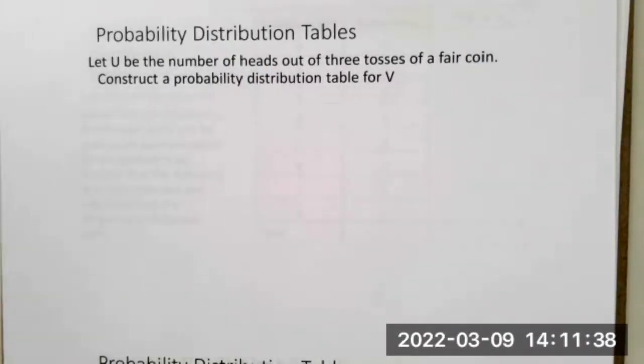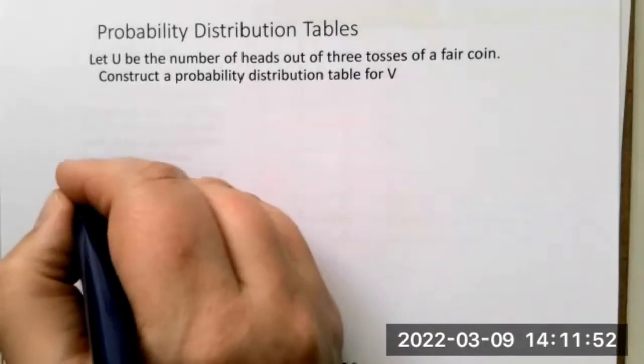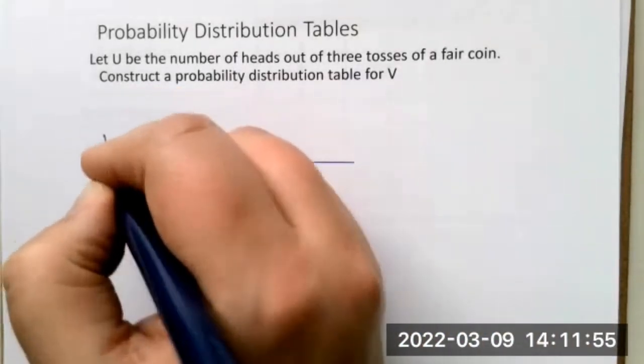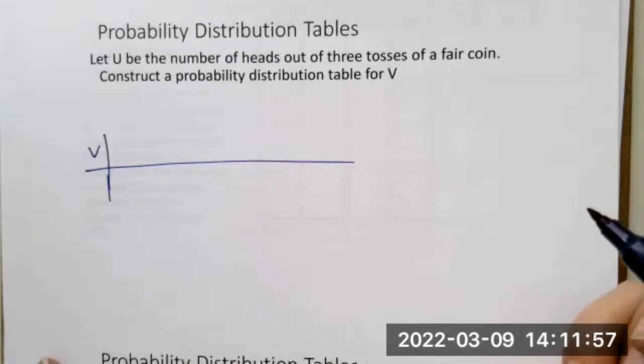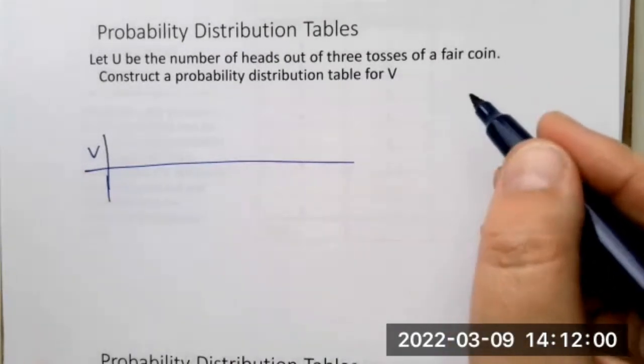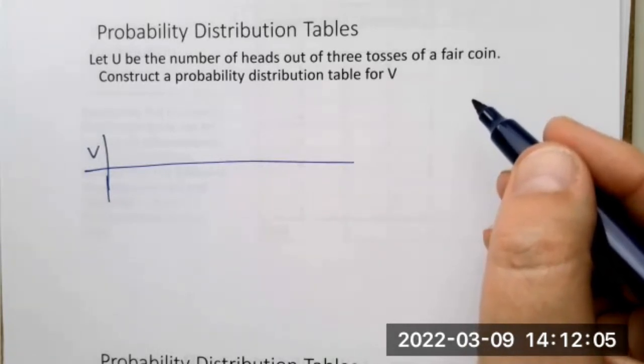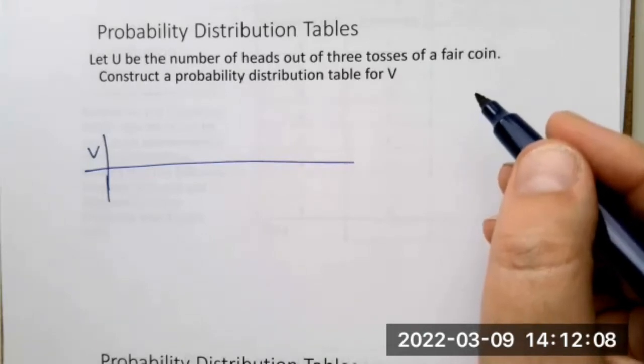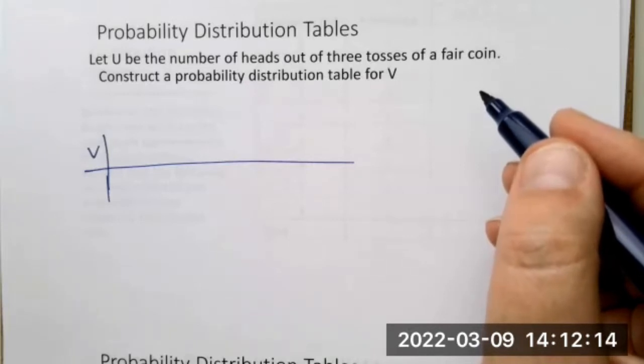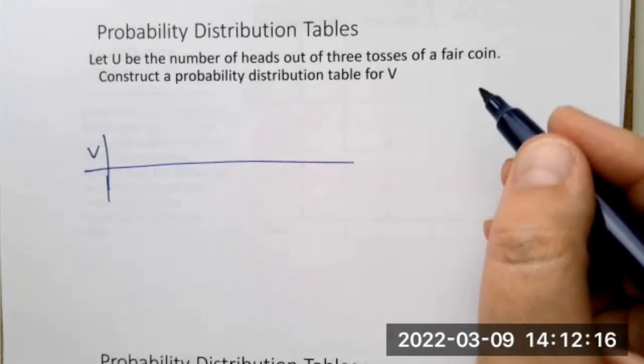Let's take a look at this example. It says, let U be the number of heads out of 3 tosses of a fair coin. Construct a probability distribution table for V. Again, I'm feeling like doing a horizontal table. So let's list all possible outcomes. And I encourage you to stop here and think about it, list all the possible values, and then verify that you were right. And we're going to continue.